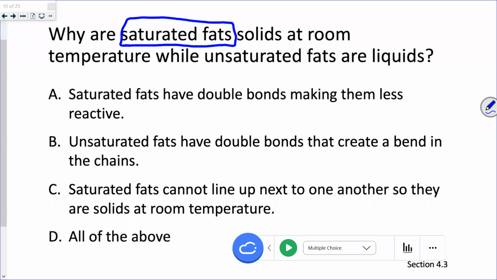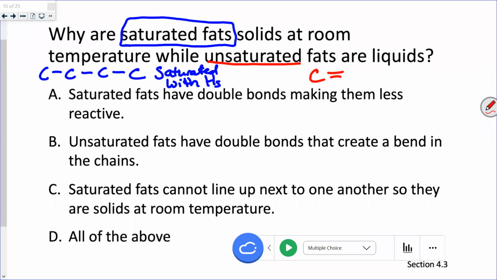No, right? You could have one double bond, that's a monounsaturated. You could have two, that's a diunsaturated, right? So when we remember this, we have to remember that those carbons don't all have hydrogens attached to them.